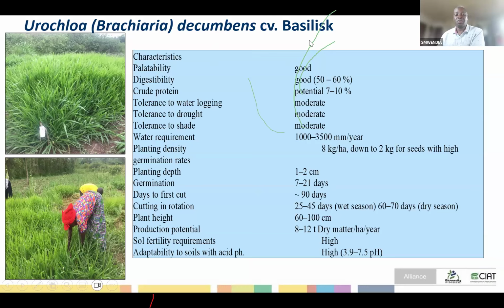So if you look at the attributes, it also has nice attributes. The digestibility can go up to 60, crude protein 10%, tolerance to waterlogging is moderate.